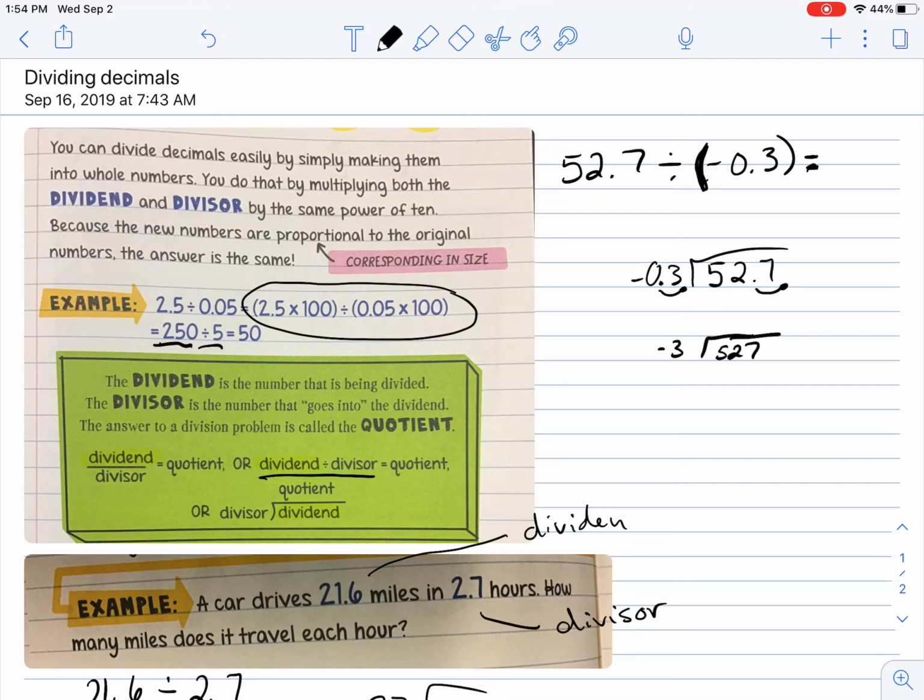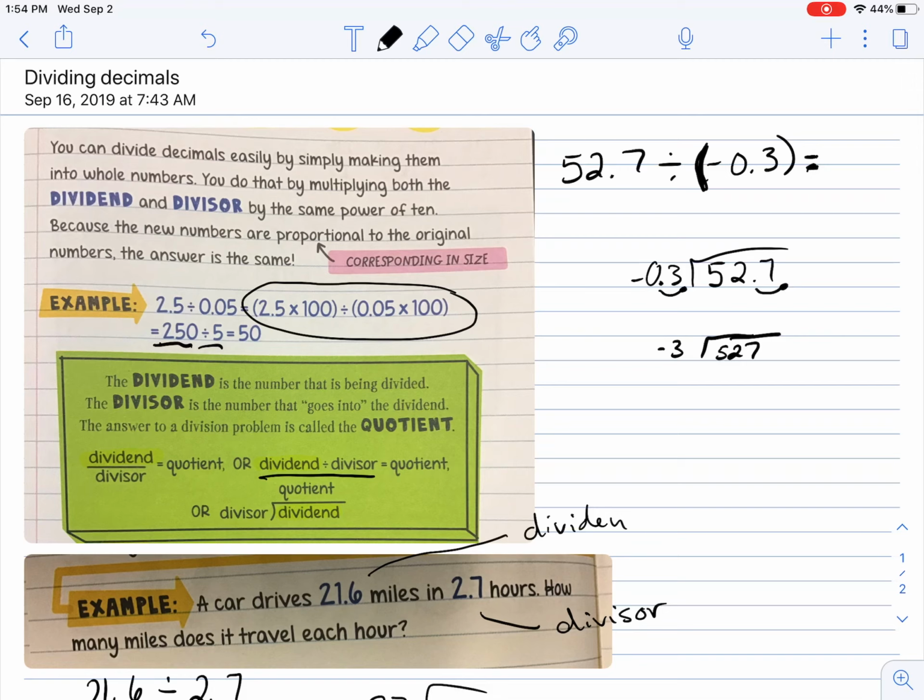So this is 52.7 divided by a negative 0.3. The same thing applies with the negatives. We've got an odd number of negatives, so our outcome is going to be negative. Now we can set it up. The second number is called the divisor. That's what's going into the first number. This one's pretty easy to know to put in your calculator: 52.7 divided by negative 0.3.